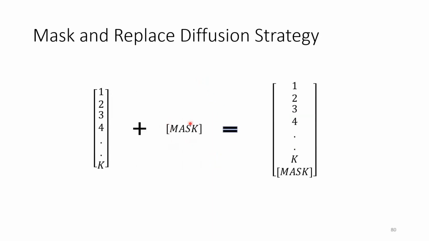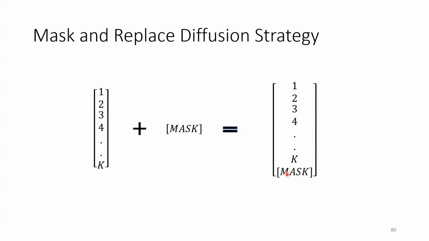The solution to this is what the authors propose: the mask and replace diffusion strategy. It's very simple and straightforward. What we already had is k code vectors. The authors propose we add a new mask token, or a new mask state. It's not a vector, it's just a state, just a category. Instead of having just k categories, we will have k plus 1 categories.